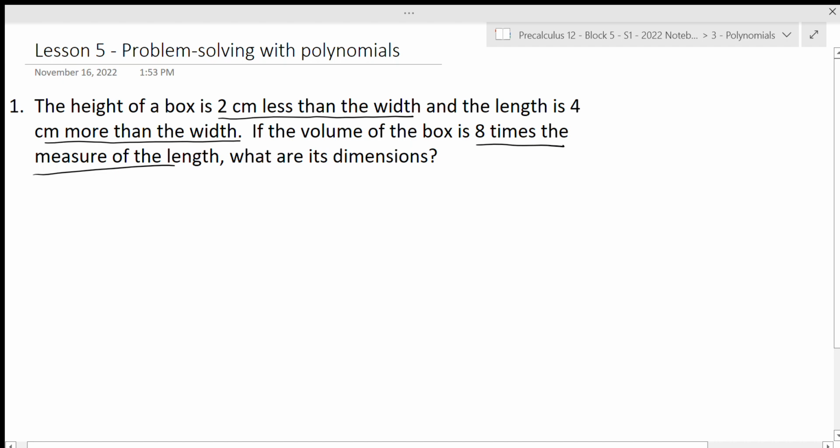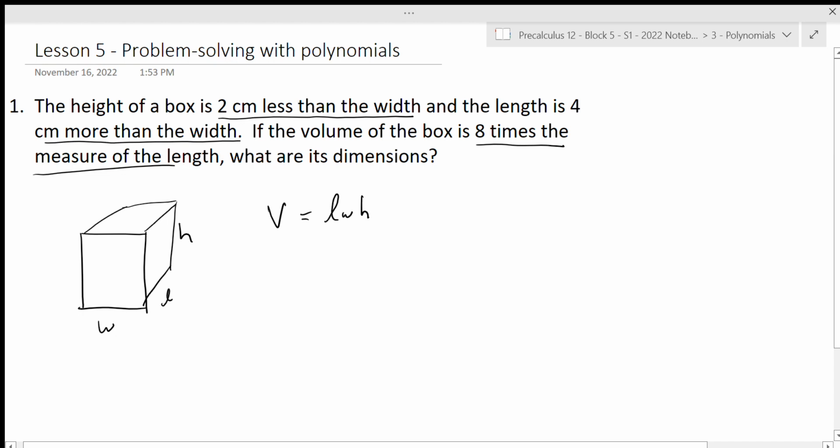So let's label. We have a box, a rectangular box. We don't know if any of the sides are the same. We have a width, a length, and a height. We know our volume is equal to length times width times height. And generally we just want to lay out what we're doing here before we get started.